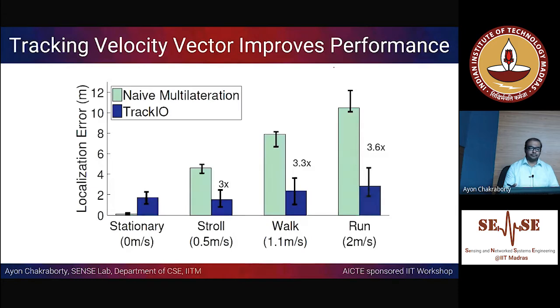Okay, so now you see, naive multilateration, which is shown as the green bar, has almost 3 or 4 times the error. In this case, when a person is running, the velocity is high, so it keeps on getting smeared very easily. In that case, I am almost getting 4 times improvement compared to the technique that we have proposed, known as Track IO, which stands for tracking inside out.